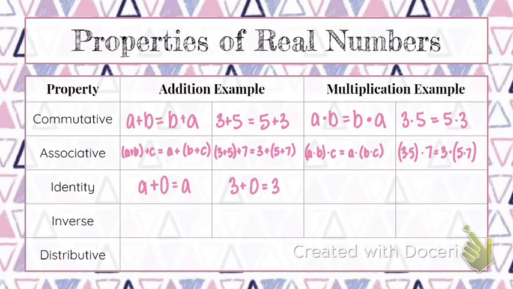And then for multiplication, if we want to multiply A by something that gives us back A because that is its identity, we can multiply it by 1. So if we have 3 times 1, that equals 3.